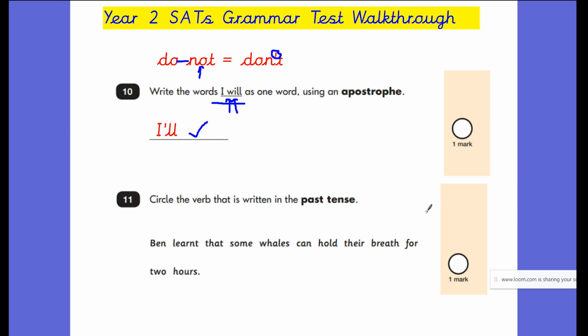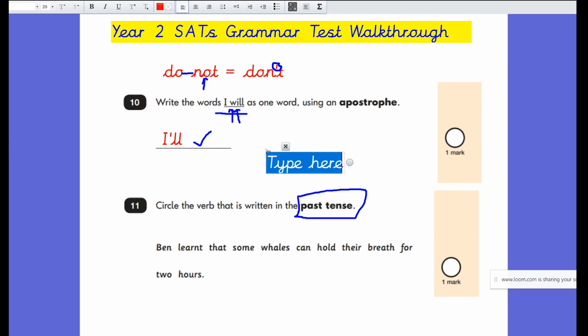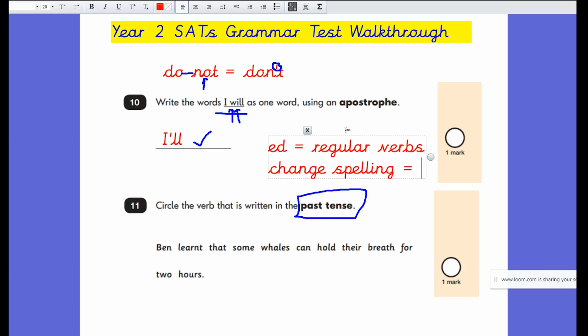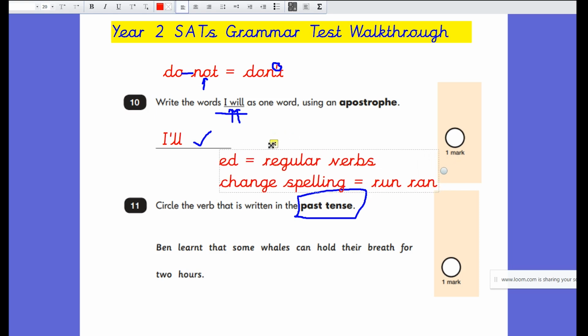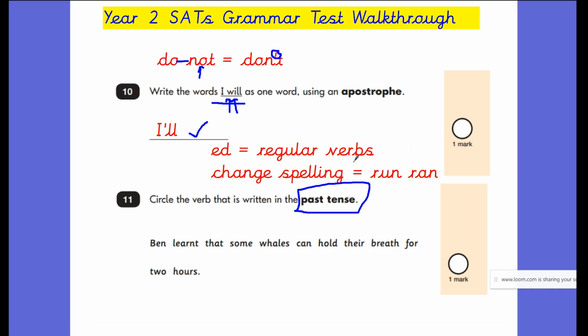Circle the verb that is written in the past tense. Again, a tense question here. So as I taught you before, past tense verbs sometimes end in ed. They're what you call regular verbs. If they end in ed, they are regular verbs. But you can also have irregular verbs, where we usually have to change the spelling. To give you an example, run: we don't say runned, we would change to ran. So that's what an irregular verb is. So the children would need to know these 2 different types of verbs in the past tense.